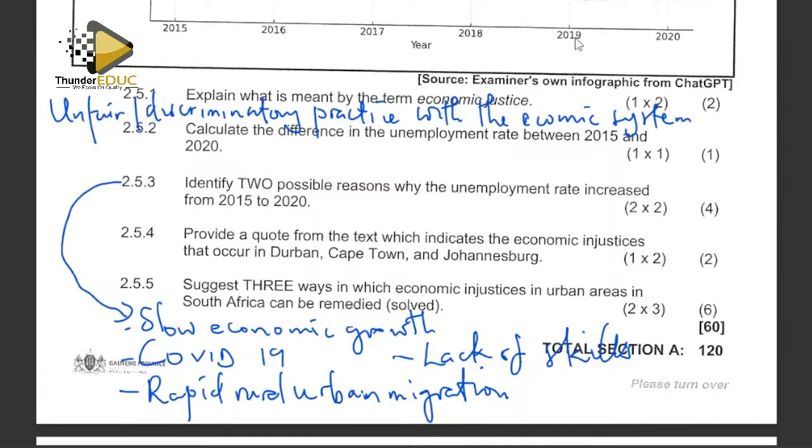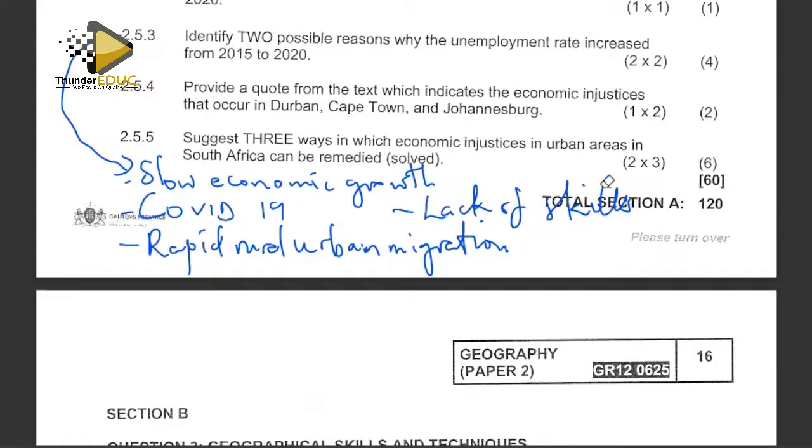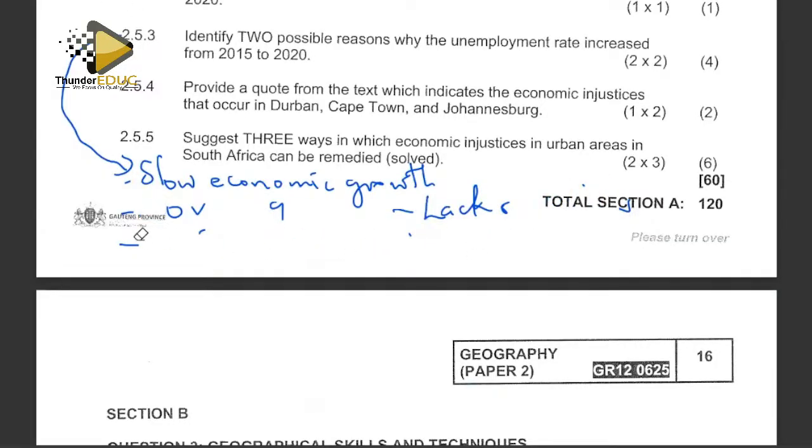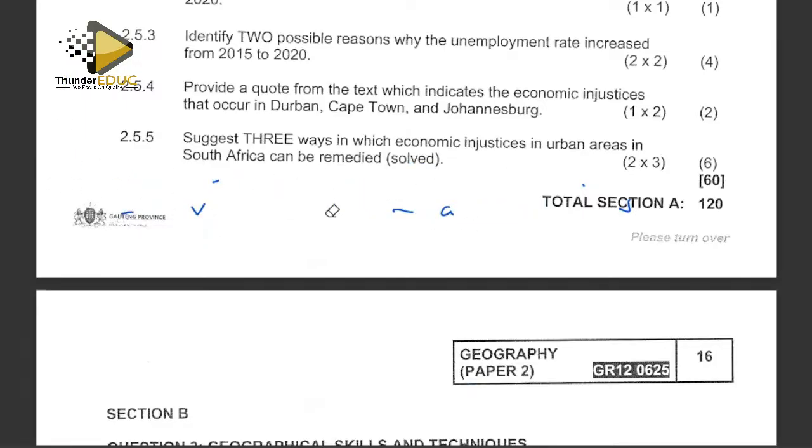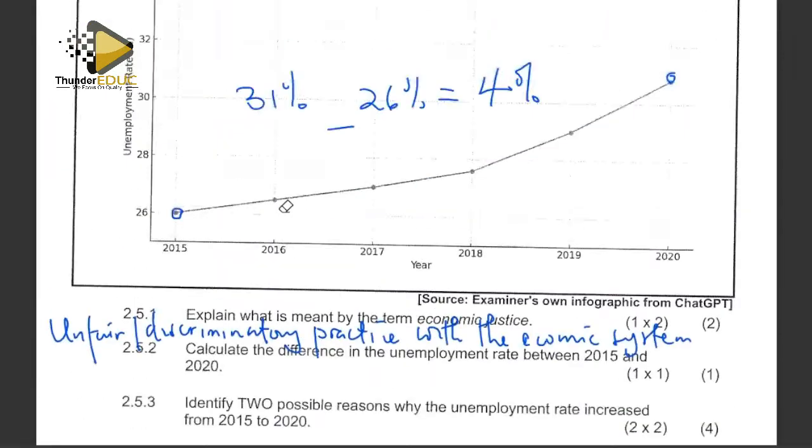Right. Let's move on to the next question. That was number 253. We need to move on to 254. Provide a quote from the text which indicates the economic injustices that occur in Durban, Cape Town, and Johannesburg.